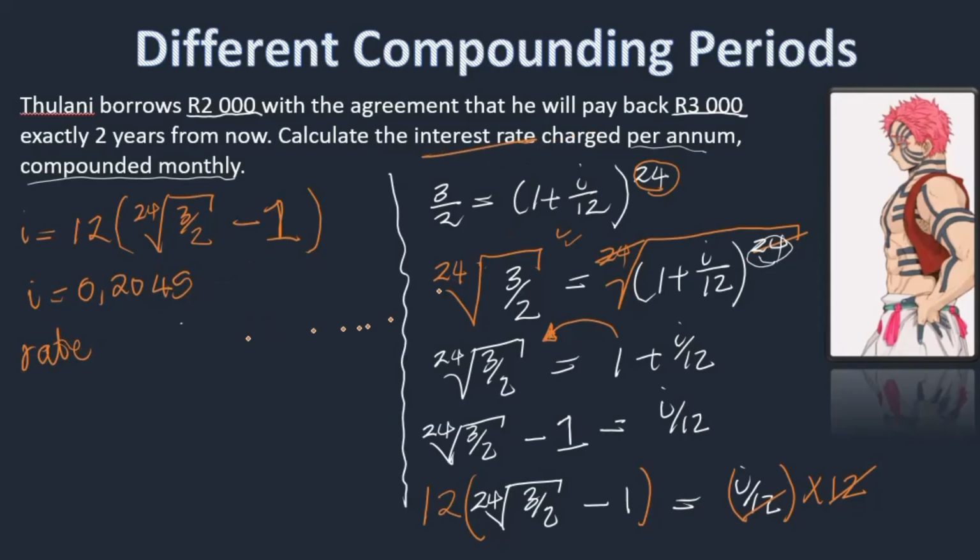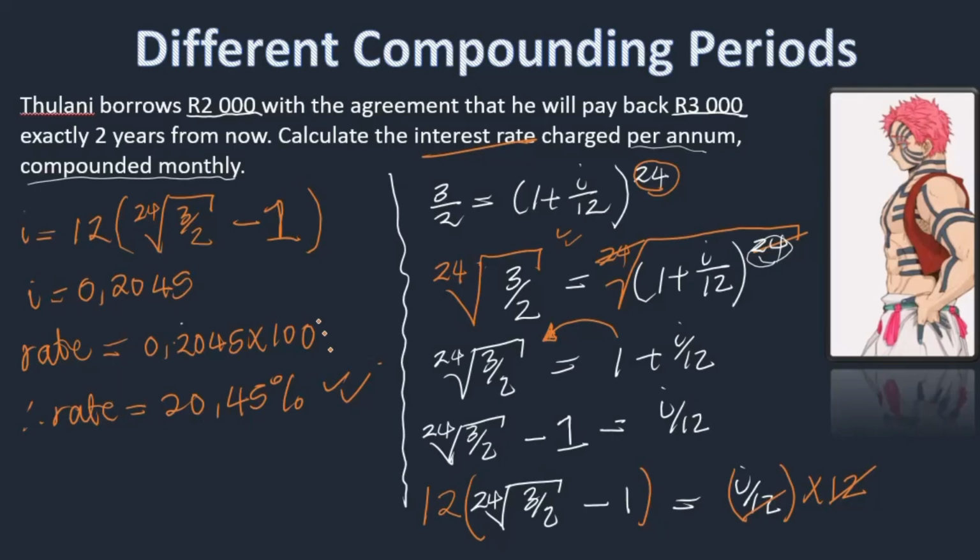The interest rate, right? So my rate is equal to 0.2045. I'll multiply this by 100 to get my rate. Therefore, my rate is 20.45%. Do you see how nice that is? This is my rate now. So, this is how you would always do it.